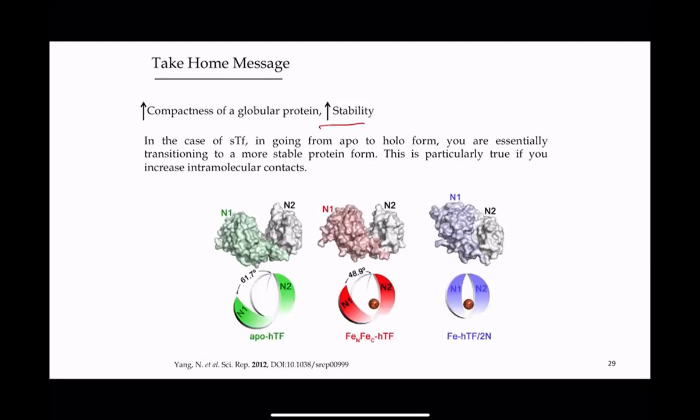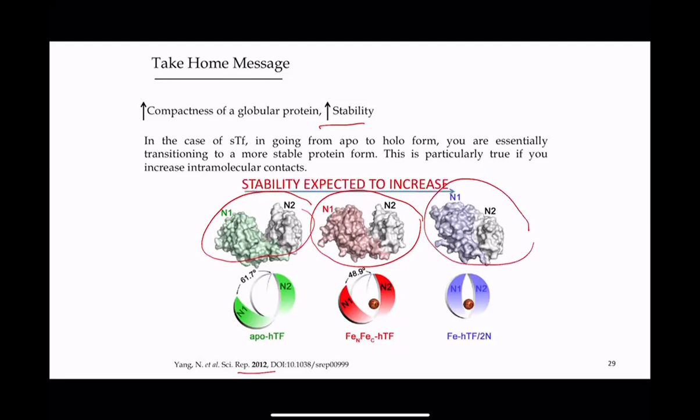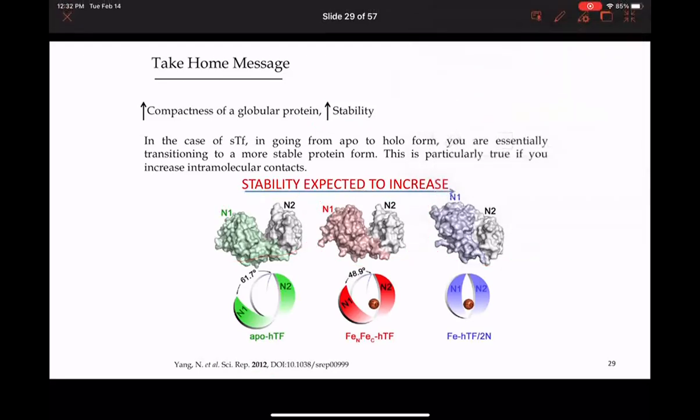And so here is data from the very same paper that we've been looking at, where you look at what happens to the protein in its N-lobe in terms of its conformation. Here you have the apo fully open. We have the iron bound in the open form, but not as open as the apo. And then we have the more classical form of the iron completely closed. And it corresponds to an increase in stability.